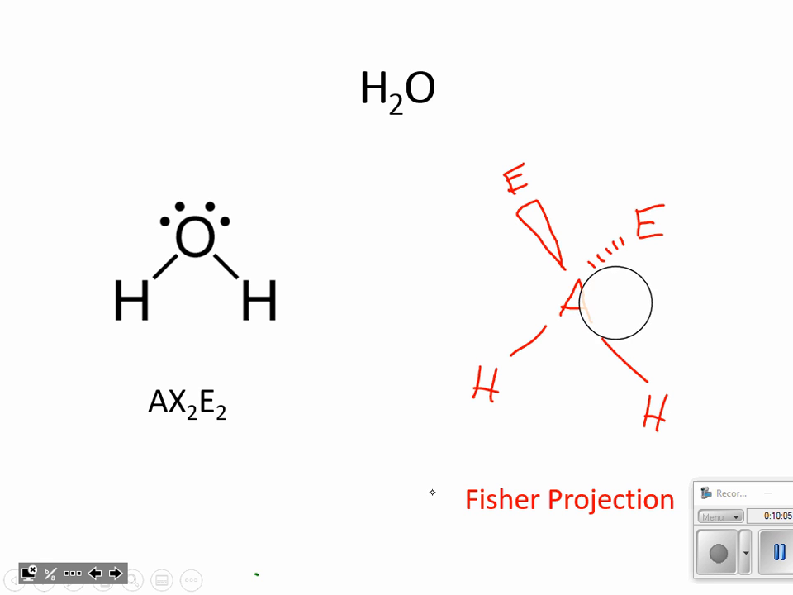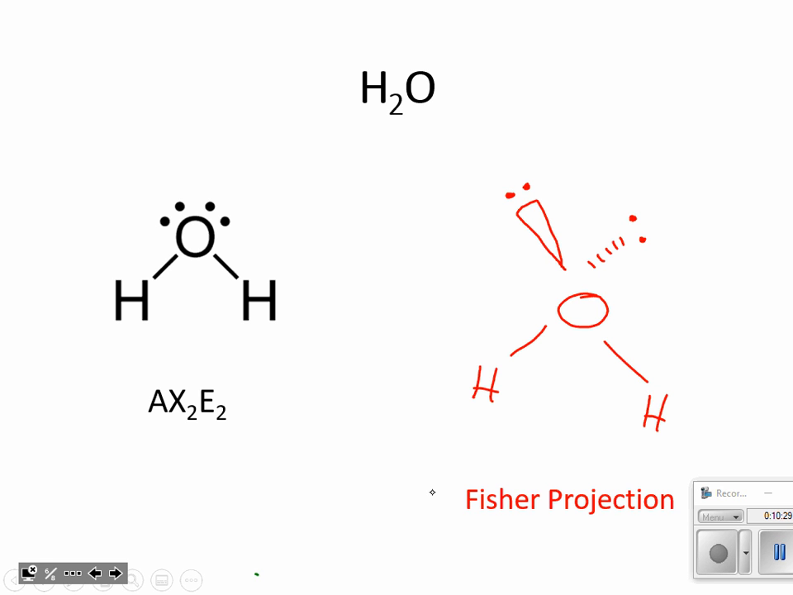I know that my A is oxygen. And I know that these E's up here are unshared pairs of electrons. So I'm just going to represent those E's as an unshared pair as so. The two dots, the two unshared electrons.